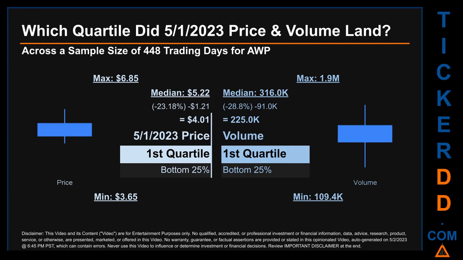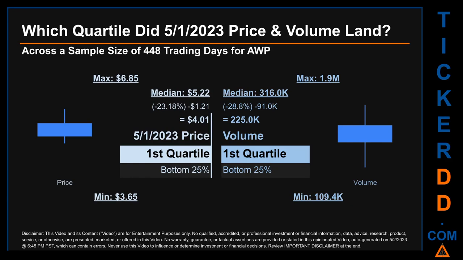Which quartile did the 1st of May 2023 price and volume land? Across a sample size of 448 trading days, the maximum end-of-day price for AWP was $6.85 while the minimum was $3.65. Within that price range, the 1st of May 2023 price, of $4.01, landed within the first quartile, meaning it was within the bottom 25% of all sampled end-of-day prices.